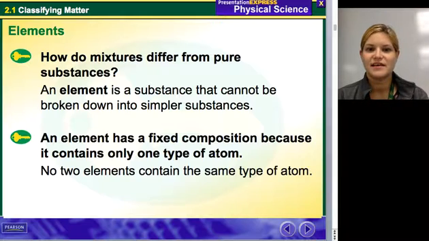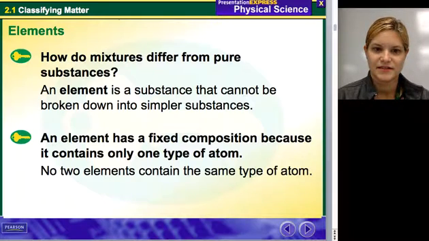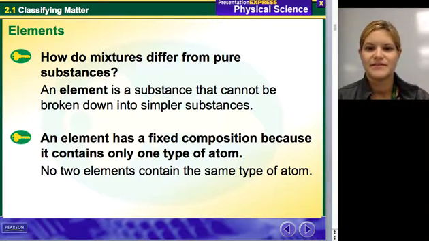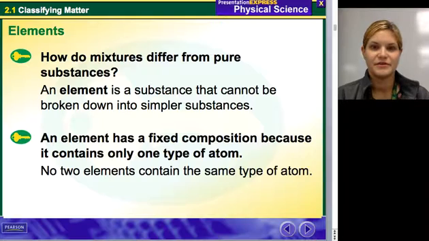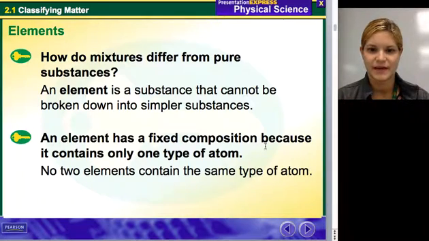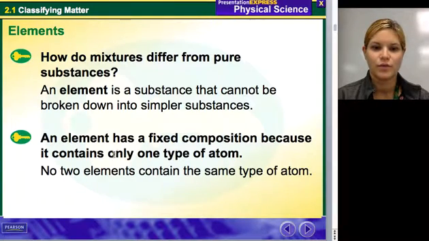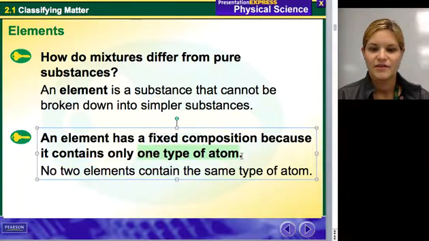Okay, so the next key thing that we need to know: how do mixtures differ from pure substances? Well, an element is a substance that cannot be broken down into a simpler substance. It is the smallest or the most pure type of substance that you can have. An element has a fixed composition, which means that it's always going to look exactly the same. Every sample of it will be the same. And it contains only one type of atom. This part is what really makes elements different from anything else. All of the atoms in an element are exactly the same.